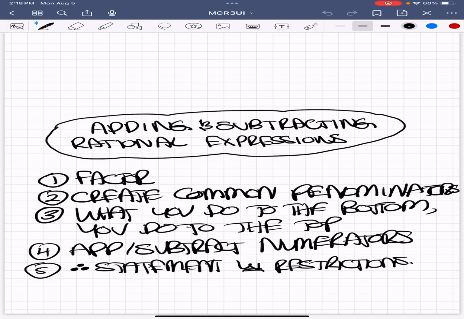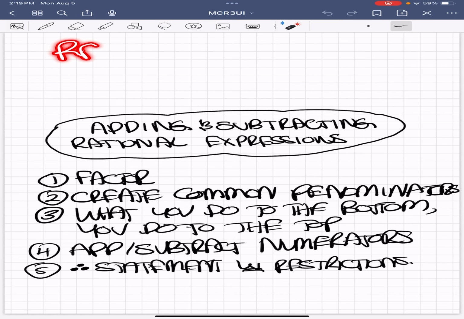Okay, so today we're going to be doing adding and subtracting rational expressions. Something that we need to keep in mind is that we are going to factor some things. We are going to create common denominators. What you do to the bottom, you do to the top. And then we add and subtract numerators. And then we have our statement with restrictions.